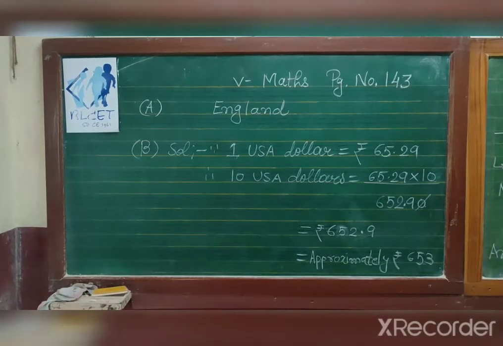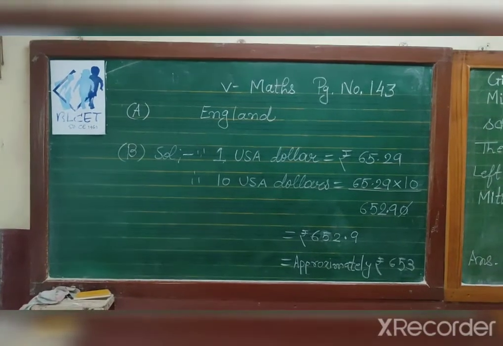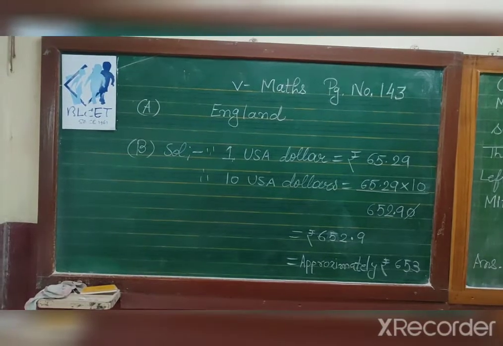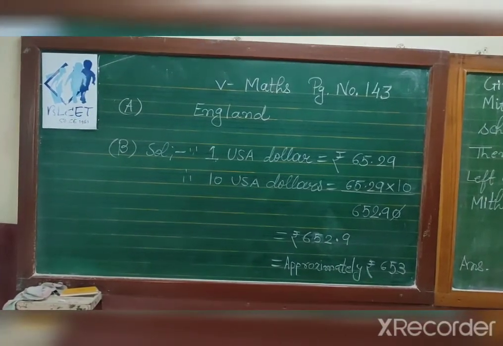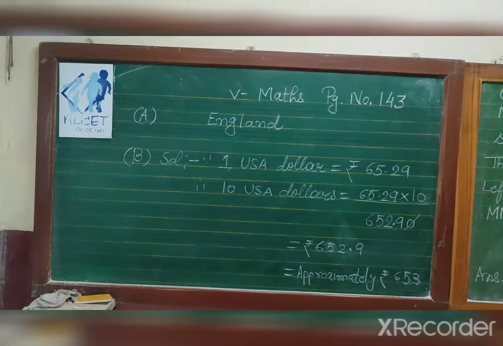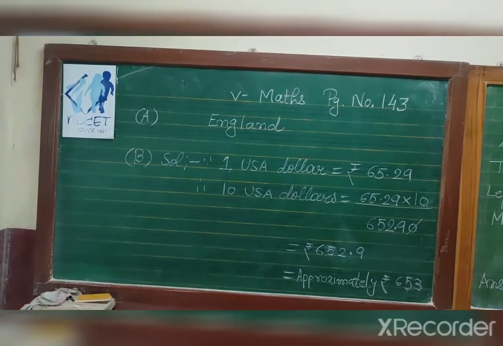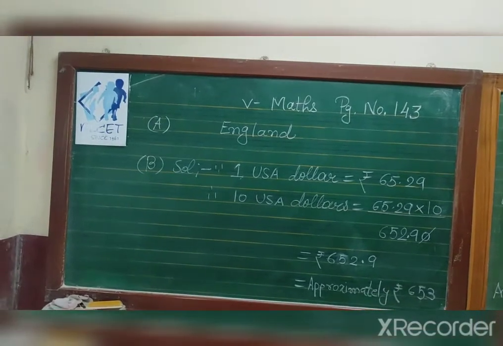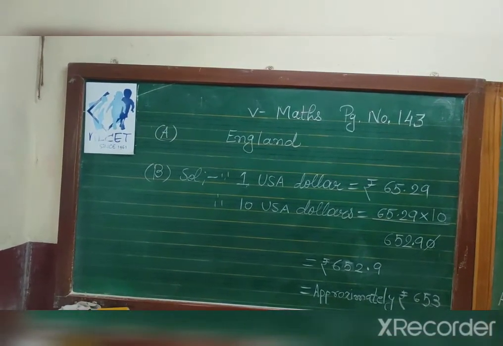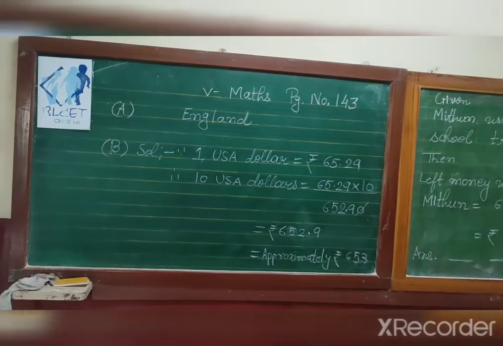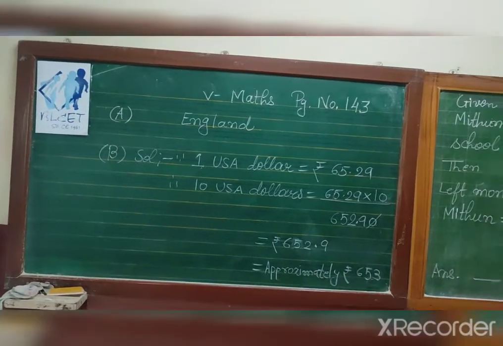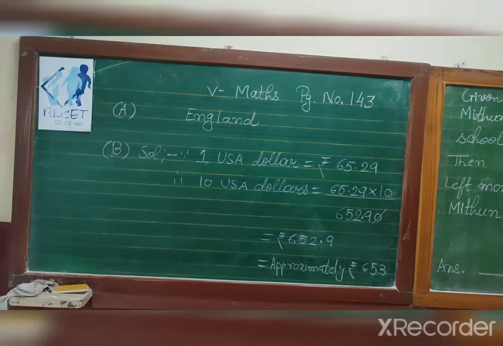Fifth standard students, we are starting from page number 143. Here the table is given for the year 17. In Indian currency you can see in the table, and the first question based on that table is: for which country is the highest rupees in India? For this question the answer is England.